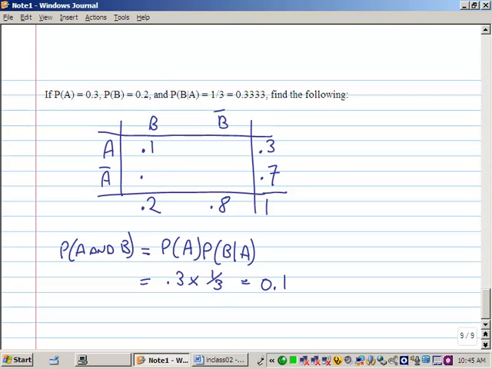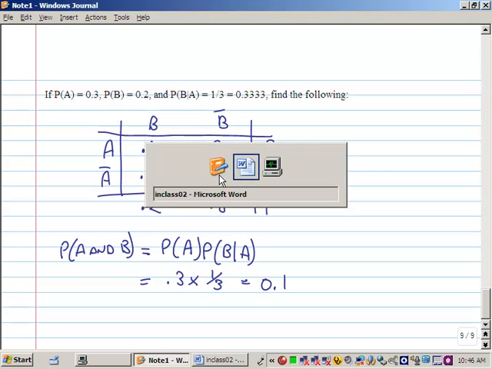Okay, and then we can work out all the other elements in that table. 0.1 plus something is 0.2, so that's also 0.1. 0.1 plus something is 0.3, so it's 0.2 to make that work. And finally, 0.1 plus something is 0.7, so it's 0.6. Okay, and there's our table. All right, once we have our table, then we can answer the rest.